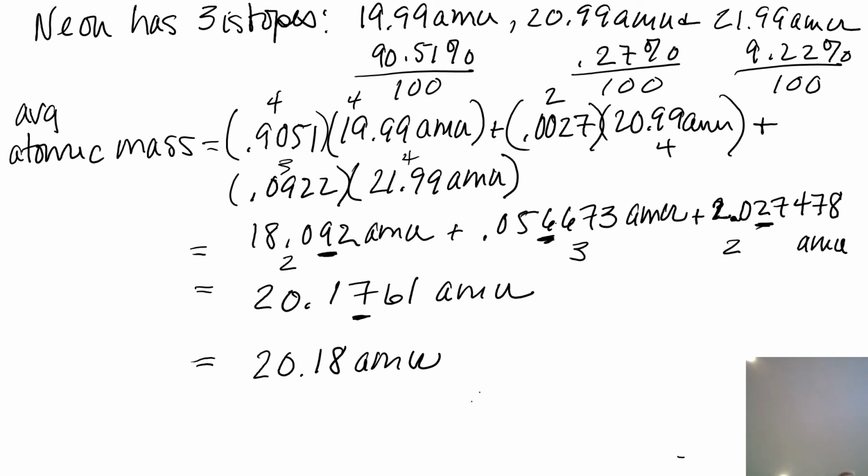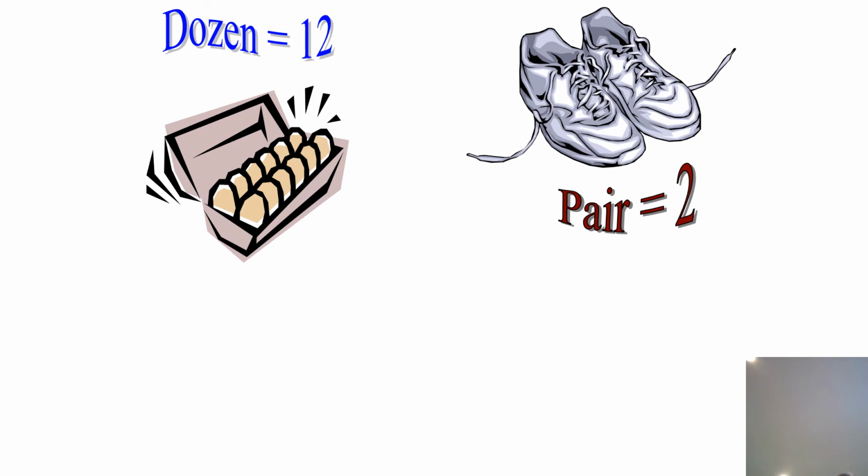Now, before we talk about the next mass, we are going to talk about the mole, or the chemist's dozen. We have words to describe numbers. And we know what a dozen eggs is. A dozen equals 12 eggs. A baker's dozen equals 13. But if we have a pair of tennis shoes, we know that means 2. We have 2 feet.